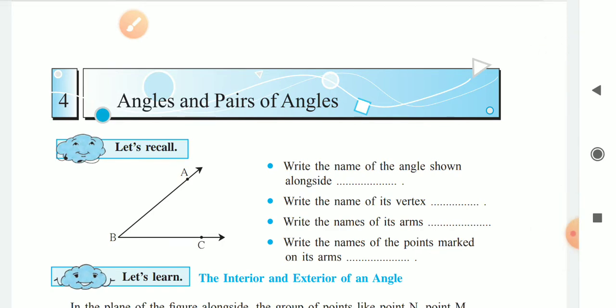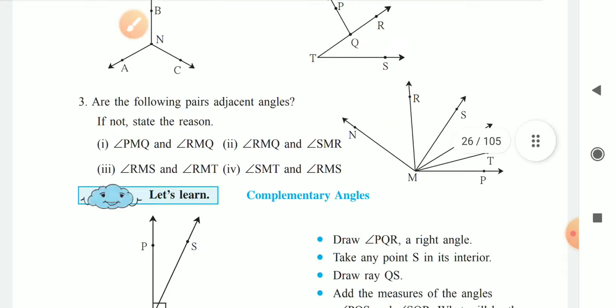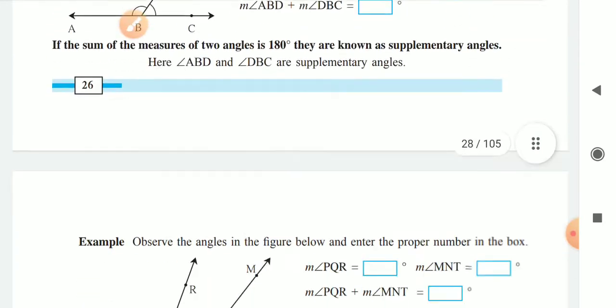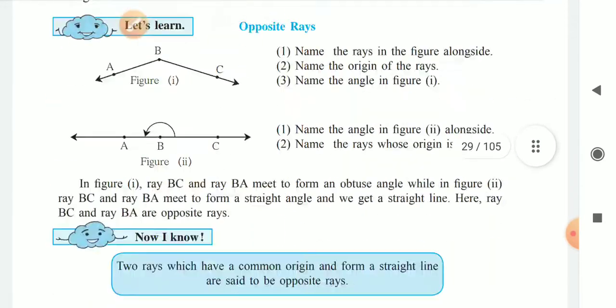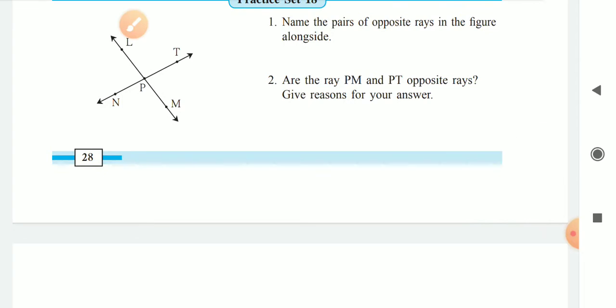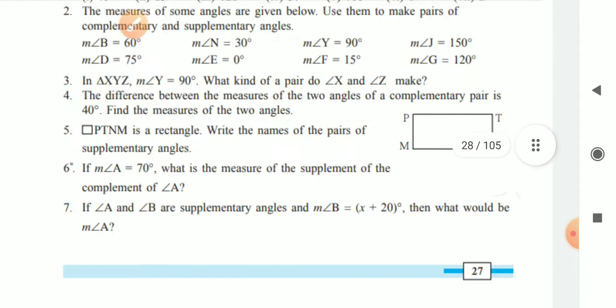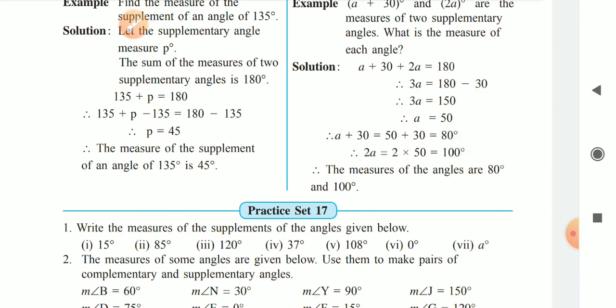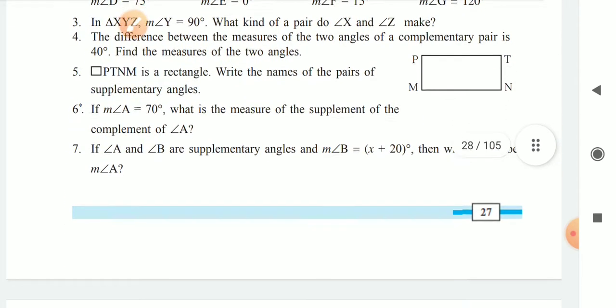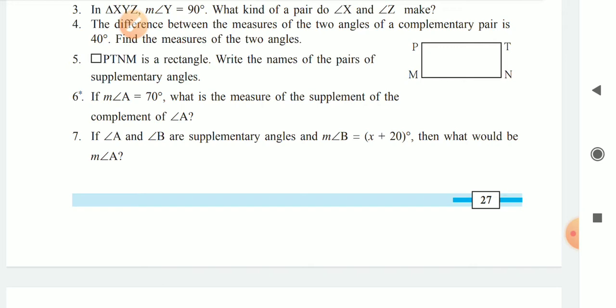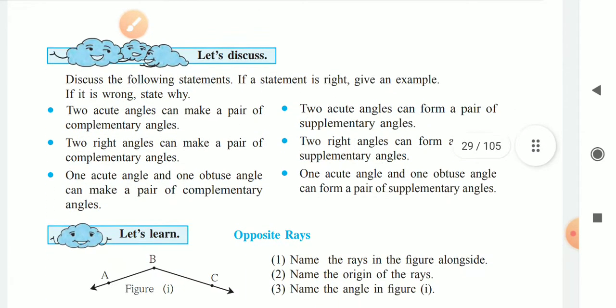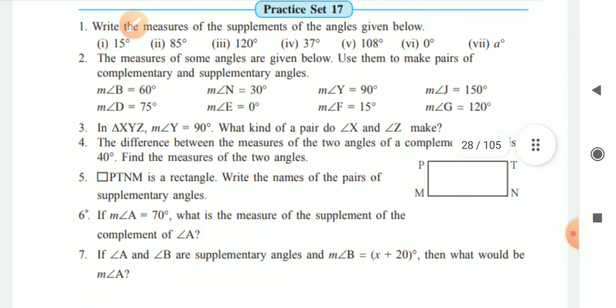Under this lesson, yesterday we saw supplementary angles, and the day before yesterday we saw complementary angles. And I told you the definition of a complementary angle: if the sum of the measures of two angles is 90 degrees, then it is called a complementary angle, and if the sum of measures of two angles is 180 degrees, then it is called a supplementary angle. Okay, and then we stopped here.